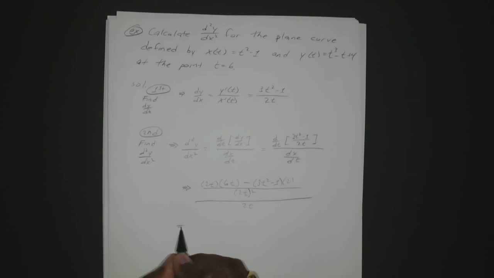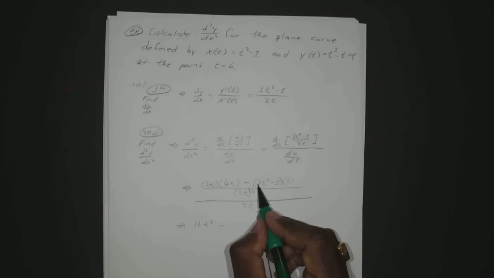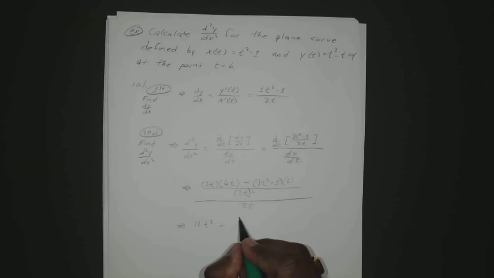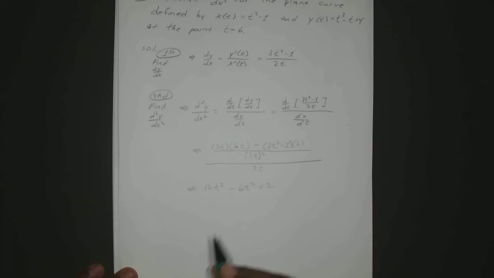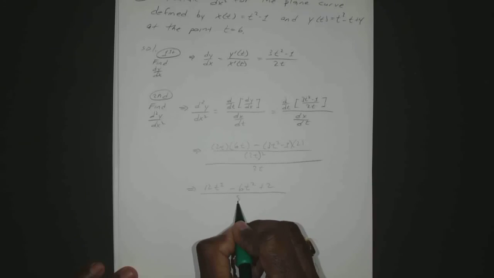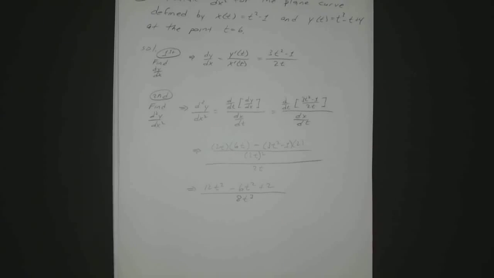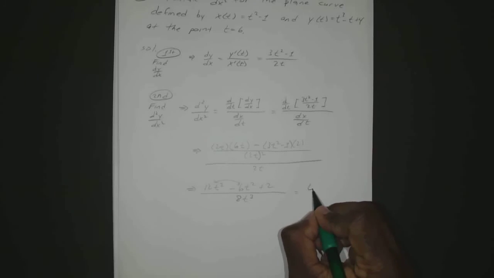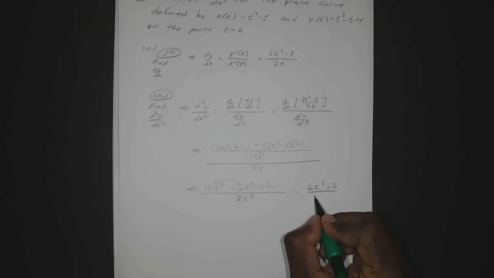Okay, so this will simplify to become 12t squared minus, that would be 6t squared minus 2, so that would be minus 6t squared plus 2. 2t squared, that becomes 2t to the third, so 8t to the third. And we can go ahead and combine those two like terms there. So you have 6t squared plus 2 divided by 8t to the third. Okay, so that's your second derivative.